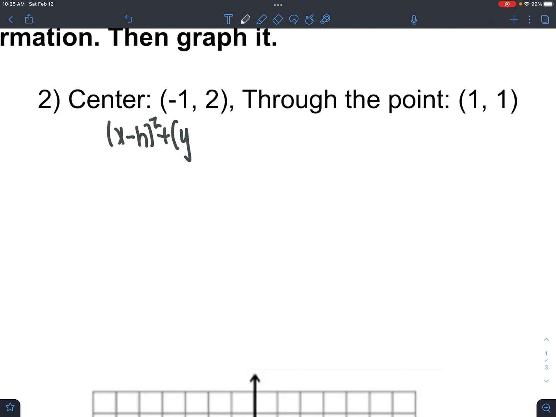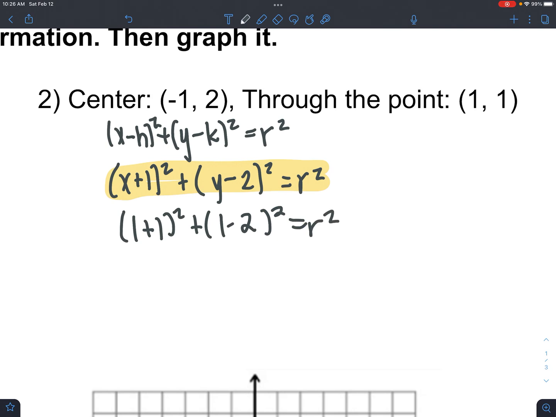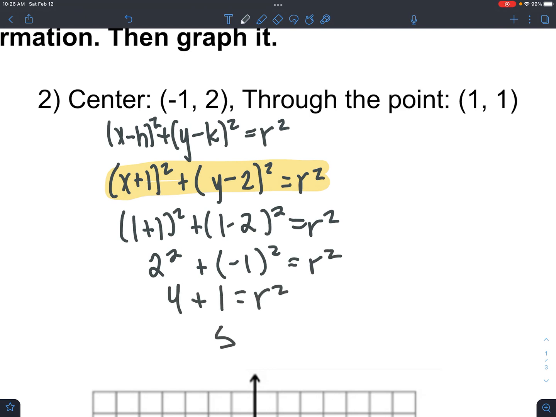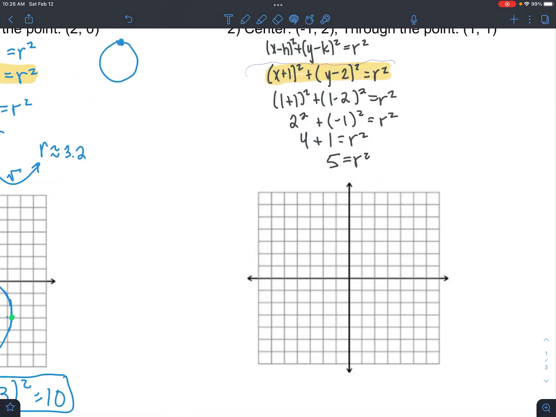So (x minus h) squared plus (y minus k) squared equals r squared. Plug in the center first if you want. You don't have to, but by having this plugged in, I know that this is basically my answer. I just need to find out what r is. So we plug in 1s. We simplify. Remember to do the inside first, parentheses first, and we get 5.